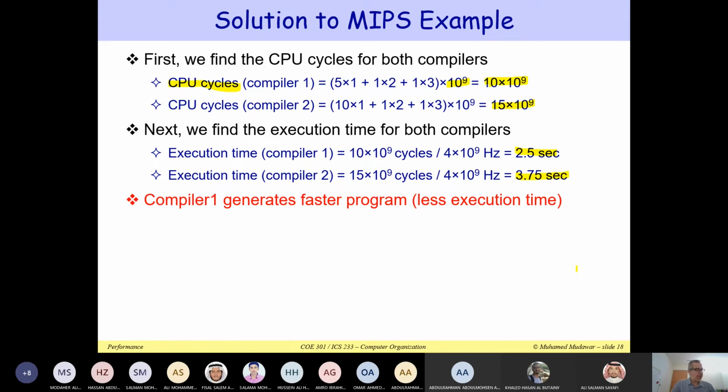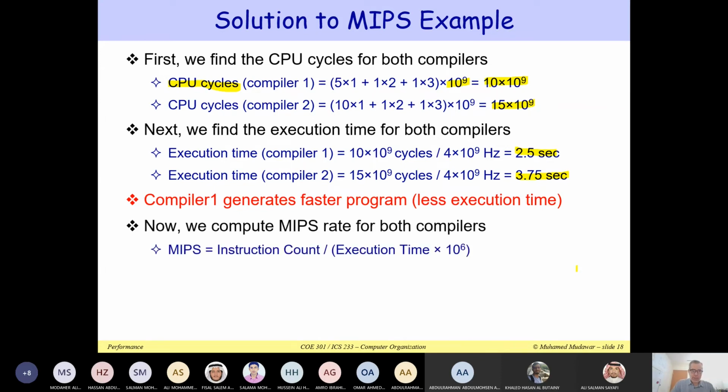So this is the importance of the compiler, whether it generates fast code or slow code without touching your high-level program. It's the same program written in a high-level programming language. Now, the second question is, what is the average? Let us calculate here the MIPS rate.